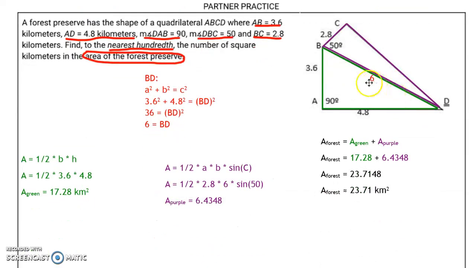And then for the partner practice, here's a sneak preview of areas. It asks you to find the area of this green triangle, which is here. Then we need to find the area of this purple triangle that's up here. In order to do that, we needed to find this length, which of course is 6. We use the Pythagorean theorem. Once we found these two areas, then we added them together. It should make sense that the area of this green triangle plus the area of this purple triangle is the area of the entire preserve, the area of the entire forest.